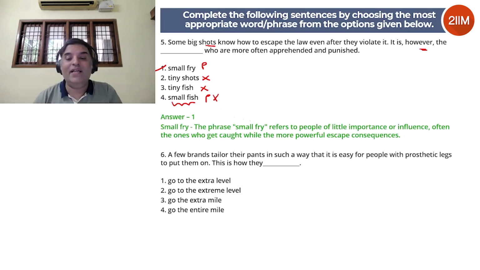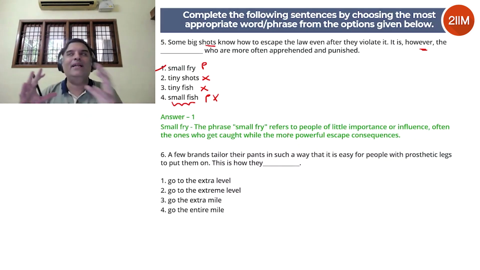A few brands tailor their pants in such a way that it is easy for people with prosthetic legs to put them on. This is how they dash. Now again, try to make a guess. We are talking about tailors or brands focusing on people with prosthetic or artificial legs. So if a person's leg gets amputated, they use a prosthetic artificial leg, right? So there are brands which are catering to such people, which is great, right? It's inclusion. So it's amazing. This is how they dash.